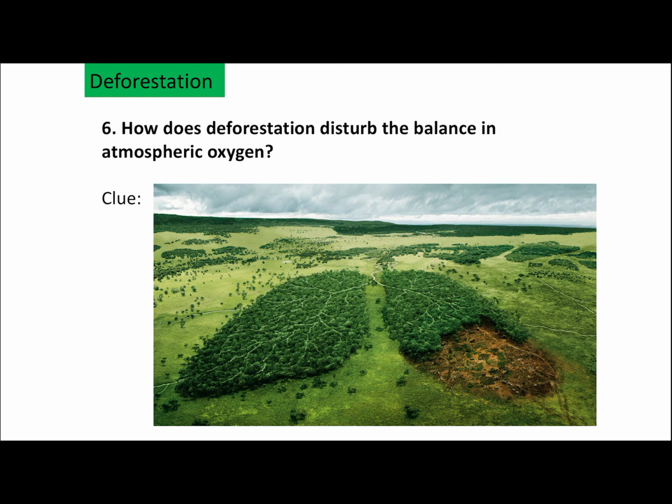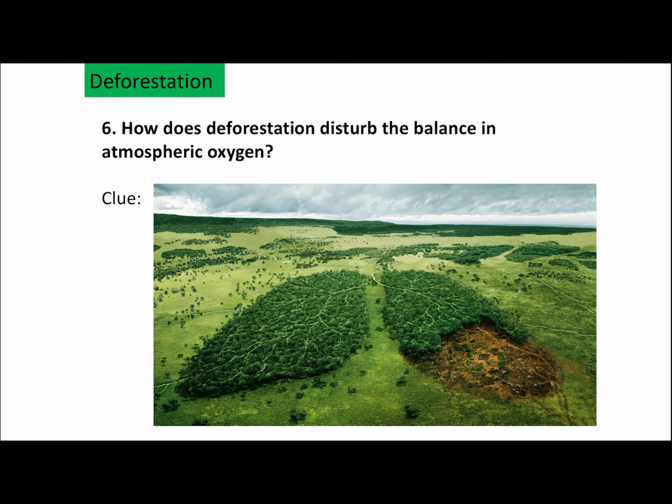Final question. How does deforestation disturb the balance in atmospheric oxygen? So not CO2 this time, but we're looking at atmospheric oxygen. Now we spoke about photosynthesis. Plants take CO2 in when doing photosynthesis, and they actually release oxygen as a product. So deforestation results in less oxygen being added to the atmosphere by the process of photosynthesis.